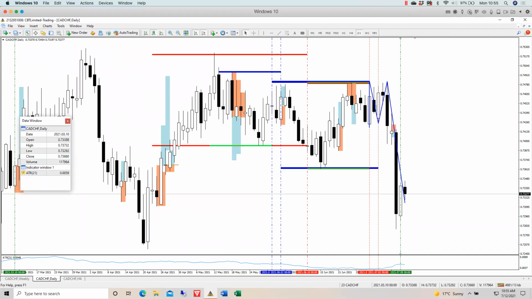All right, in any case, on the daily score sheet, we need to make sure that on CAD Swiss, we are classifying this as a trend.